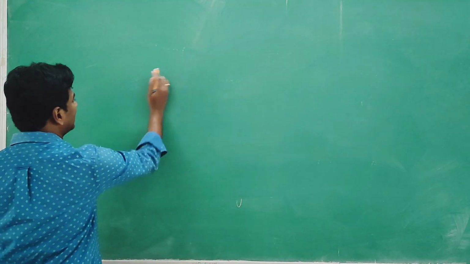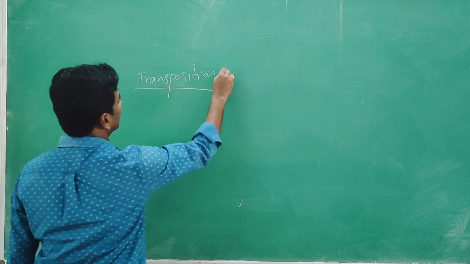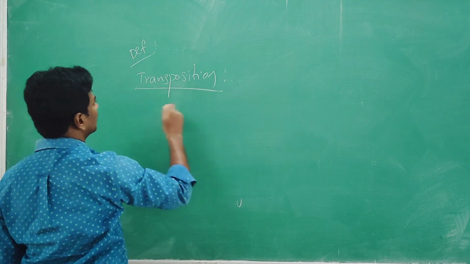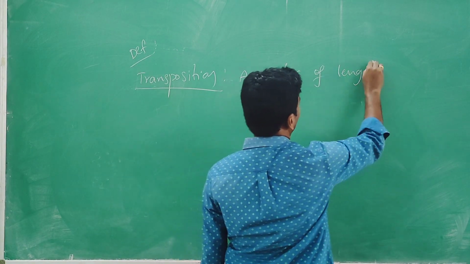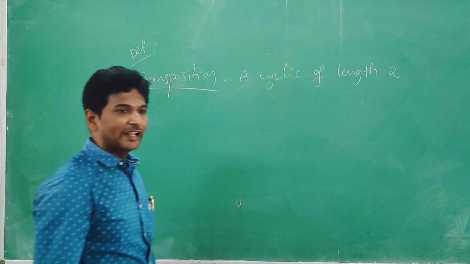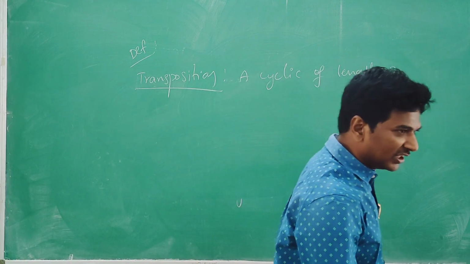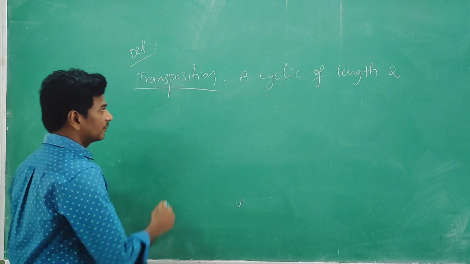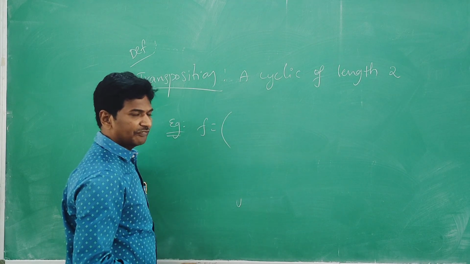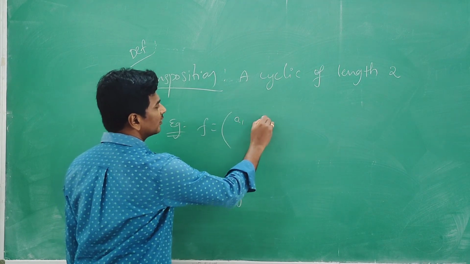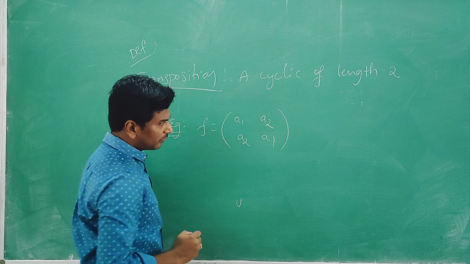Now, cyclic transposition definition. A cyclic of length 2 is called a transposition. For example, say F is equal to A1 A2 over A2 A1. This is one of the permutations.